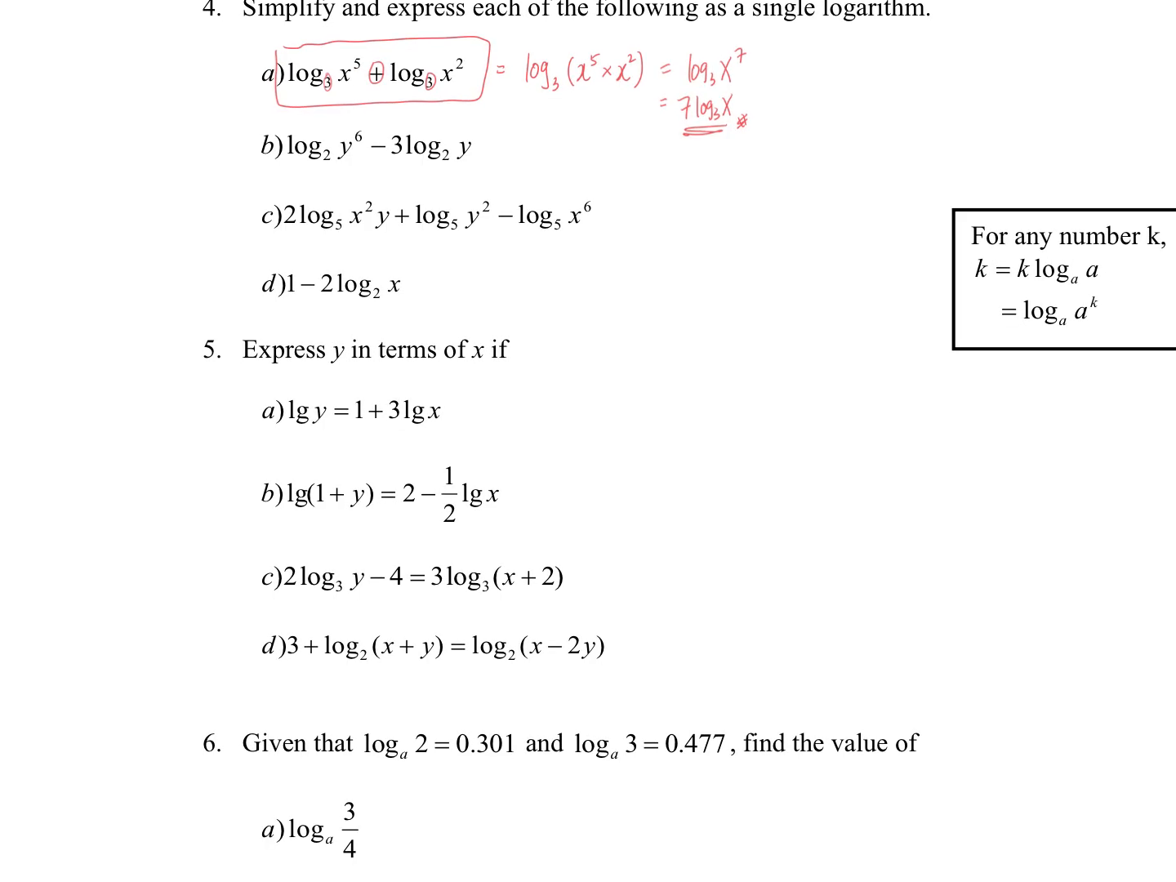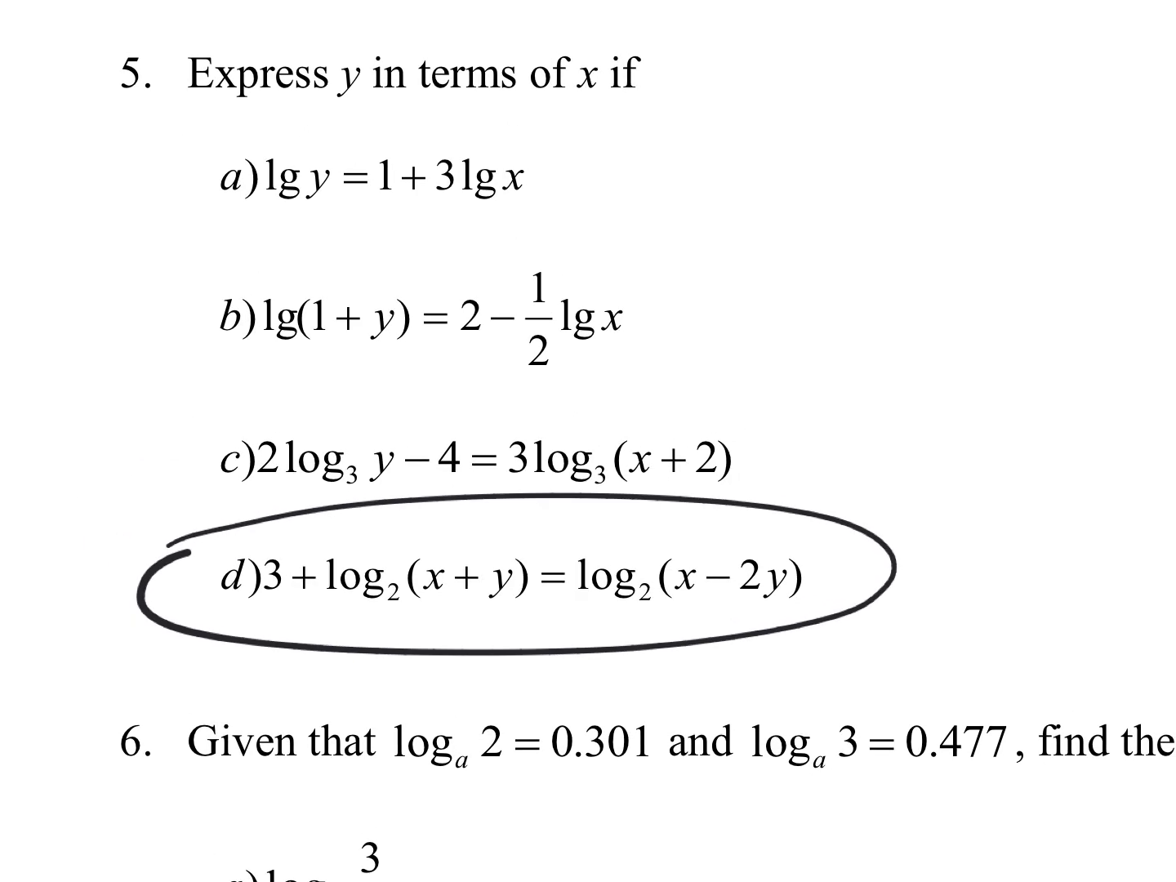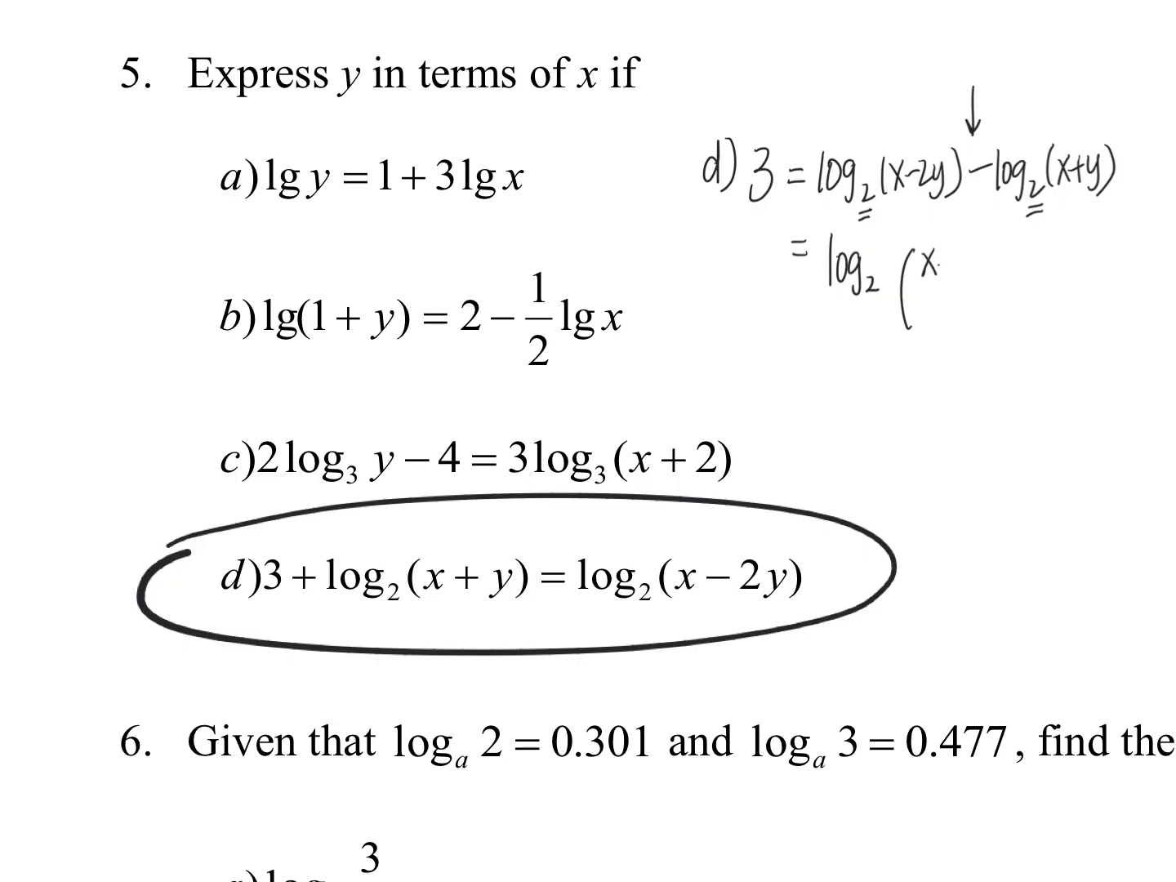Question 5, which one you want me to go through? D. Okay, so let's say this one. I would like to put the log expression all on one side first. So part D, I keep the 3 here. Log base 2 of x minus 2y, minus log base 2 of x plus y. If it's minus and they have the same base, what should I do to the two numbers inside? Divide, right? So I keep this and then divide the two expressions inside.